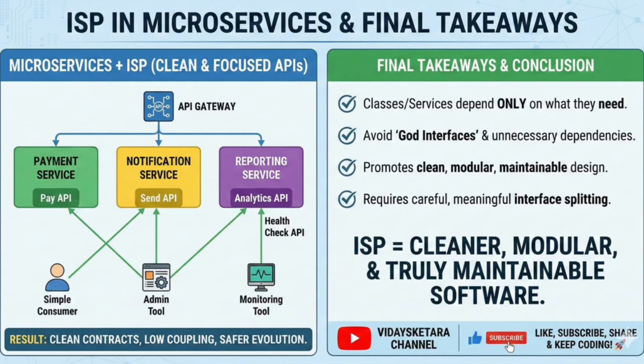However, if services expose large all-in-one APIs, they become tightly coupled, harder to change, and risk breaking multiple consumers at once, clearly violating ISP. The interface segregation principle ensures that every class, module, or service depends only on what it truly needs. This makes software clean, modular, maintainable, scalable, and truly professional.